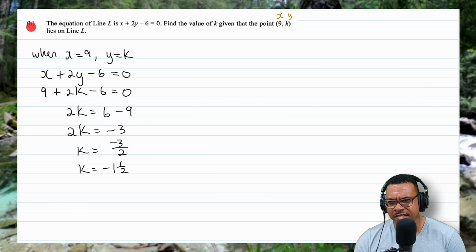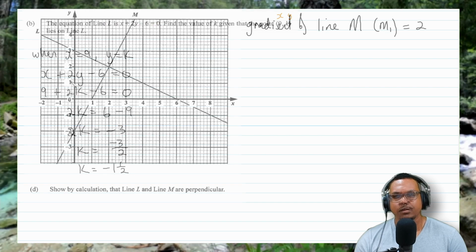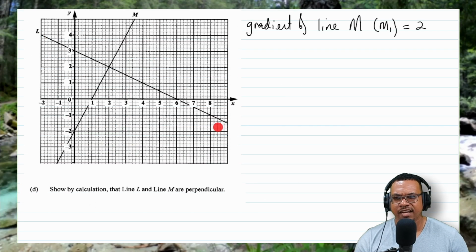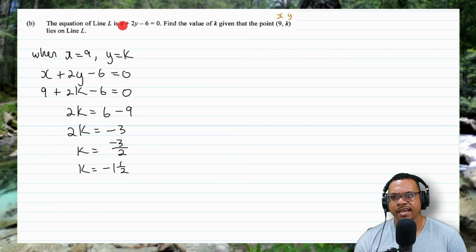Now if we go back to part B, where they give us the equation of line L, which is x plus 2y take away 6 is equal to 0. Now we could calculate the gradient from this line and work it out. This is a negative gradient. We could select 2 points, like here's negative 2 and 4, and down here, which is 6 and 0, and work out the gradient, change in y over change in x. Or we can use the equation of the line that they give us. So I'll put the equation of line L is x plus 2y take away 6 is equal to 0.